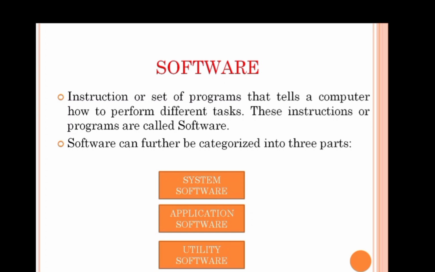Next is the software. The set of instructions or the set of programs that tells the computer how to perform different tasks. These instructions are the programs, called the software. Means the set of instructions given to the computer to perform any task, that exactly tells the computer what to do and how to perform the task, are called the software. Or the non-tangible components of the computer that we cannot touch is software. Software can further be categorized into three parts: first, the system software, second, the application software, and third, the utility software.